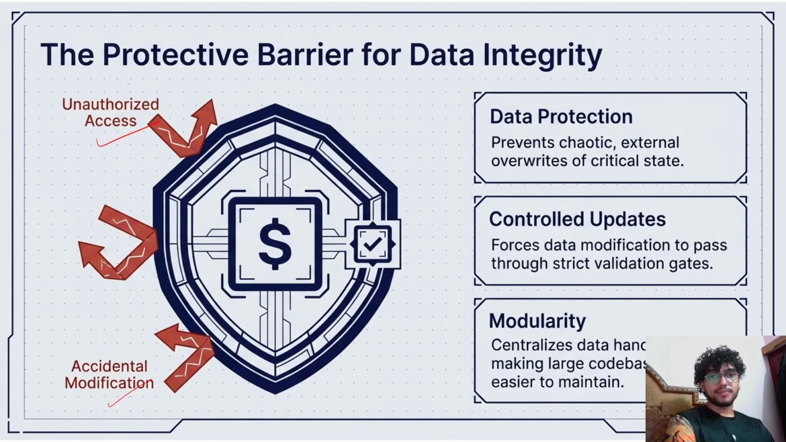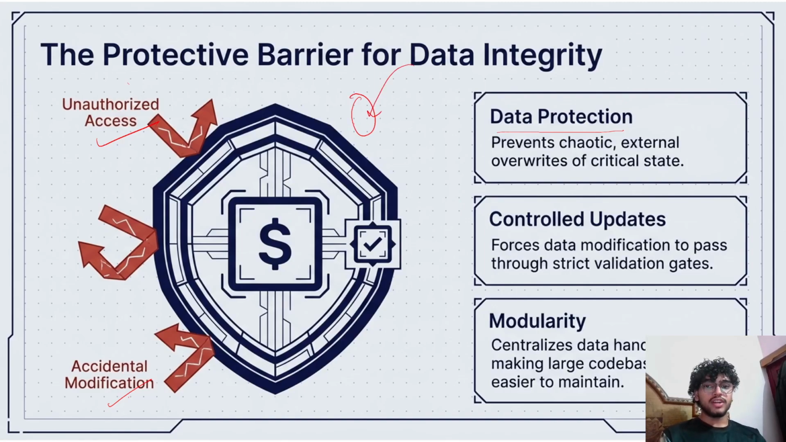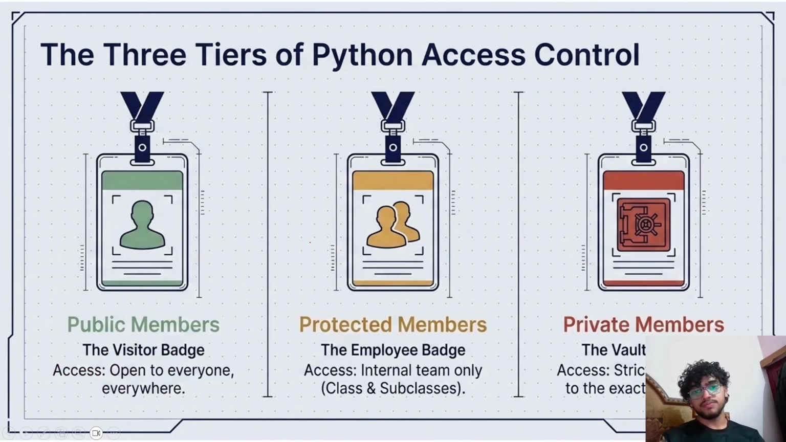Here are the advantages of encapsulation. First of all, data protection prevents chaotic external overrides of critical states. Control updates forces data modification to pass through strict validation gates. Modularity centralizes data handling logic and makes large code bases vastly easier to maintain. So if you are encapsulating most of the similar kind of data into one vault, it will obviously be modular and easy to manage. Data protection will also be easier, and updates will also be easier.